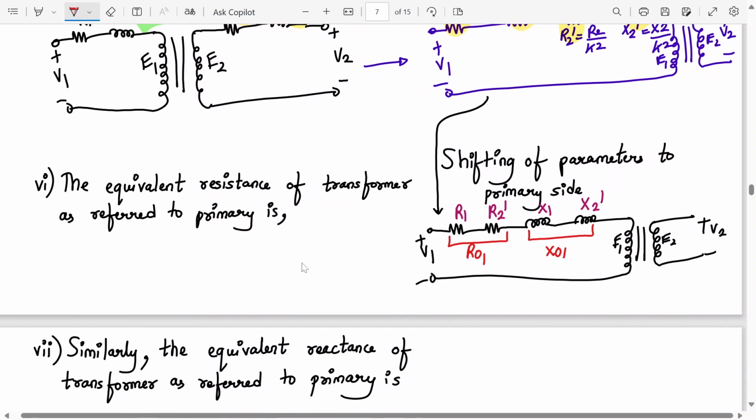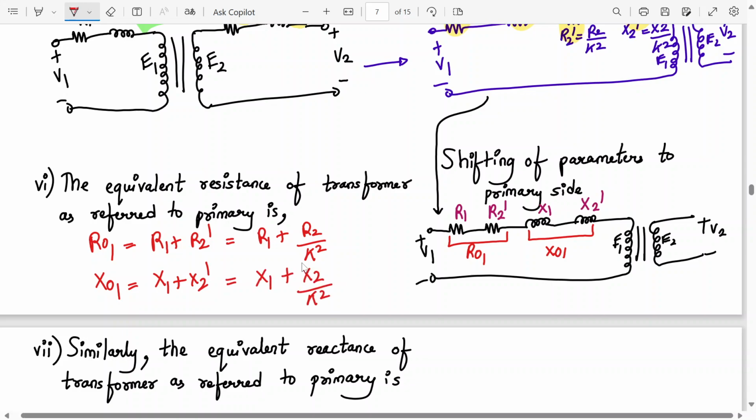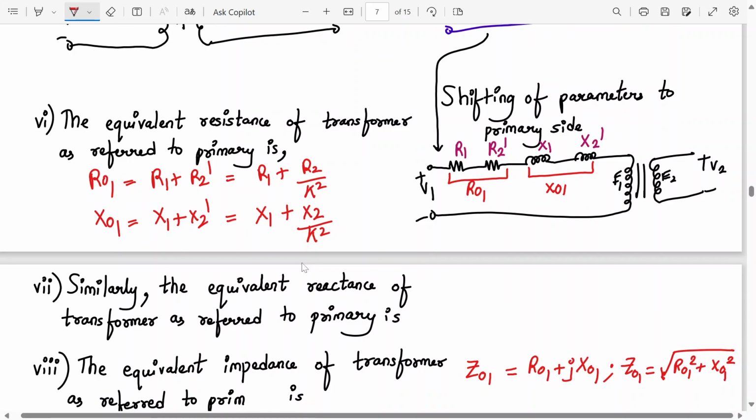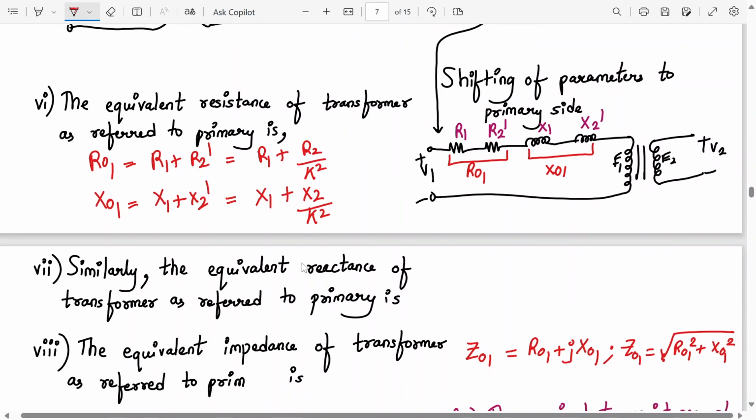Yes or no? So tell me what is RO1? R1 plus R2 dash, which is R1 plus R2 by K square. Understood? Acha, what is XO1? X1 plus X2 dash, which is X1 plus X2 upon K square. Okay. So similarly, the equivalent reactance of the transformer referred to the primary will be XO1.